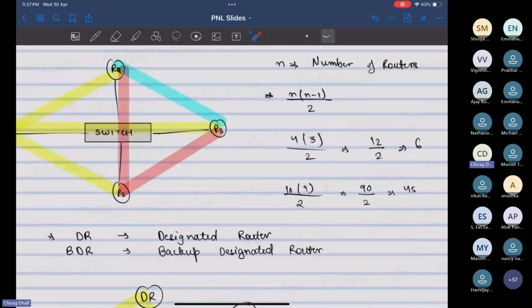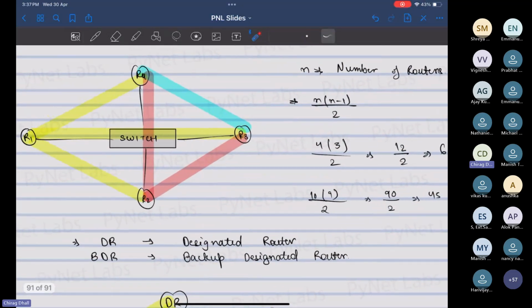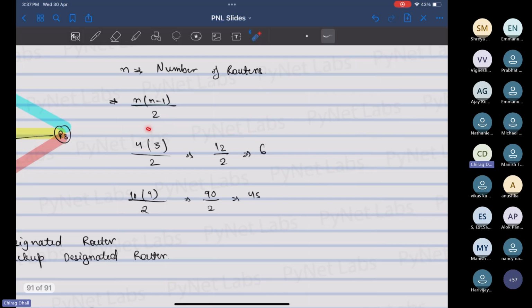I'm repeating again. If we don't use the concept of DR or BDR, the routing information exchange will require so many neighborships. For example, for 4 routers, I required 6 neighborships. For 10 routers, I required 45 neighborships. For 20 routers, I'll require 190 neighborships. Every neighborship that we have to maintain will require some resources, we can say the RAM and CPU of my router, right? Because we have to share the routing updates, we have to process the routing updates and everything.